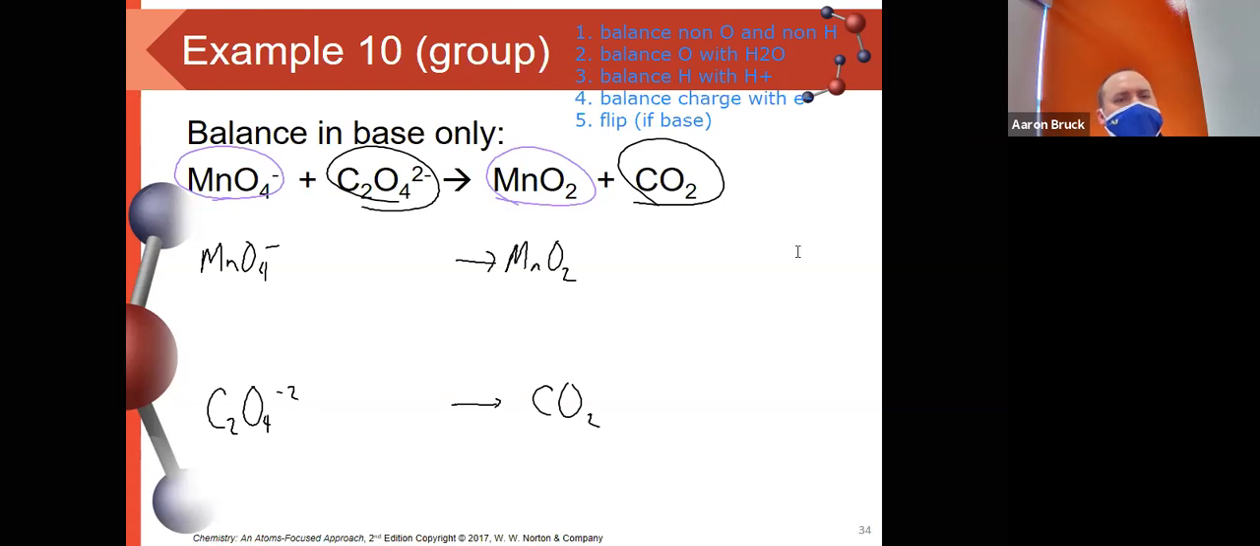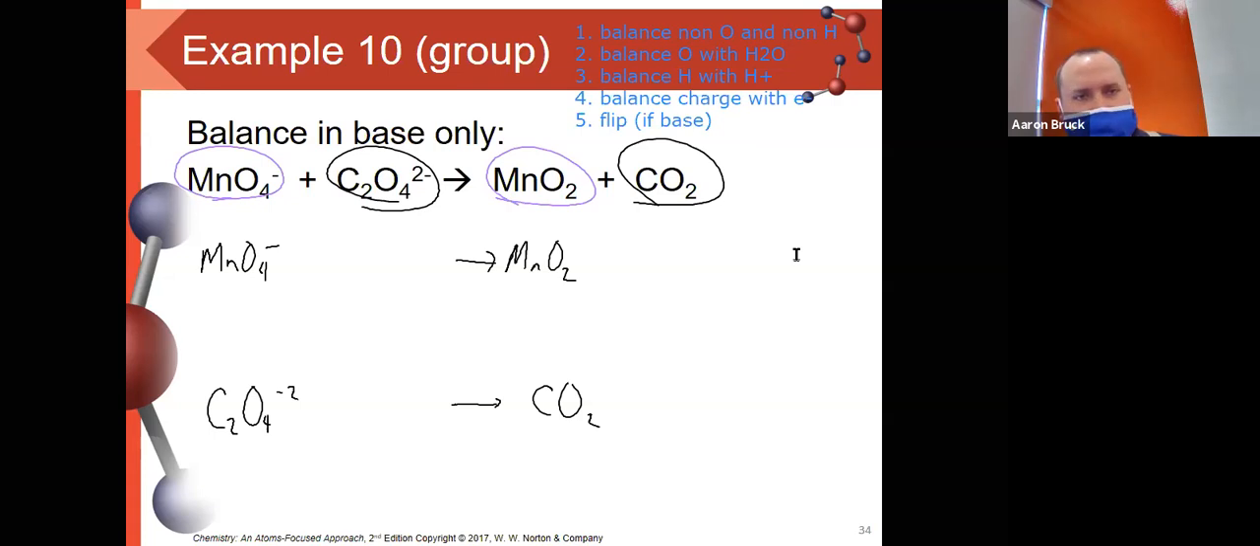So for each half reaction, I have to do these 5 steps. I have to balance the non-oxygen, non-hydrogen elements, balance the oxygens with waters, balance the hydrogens with H+, balance the charges with electrons, and flip if it's a base. I'll talk about what that last step means in a minute because this one is in base and we'll have to do the flip.